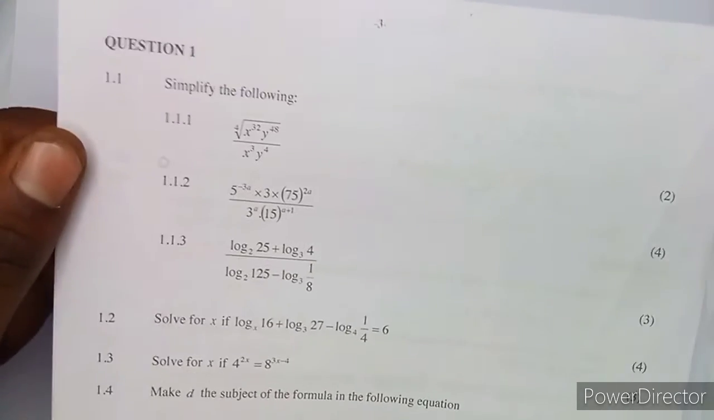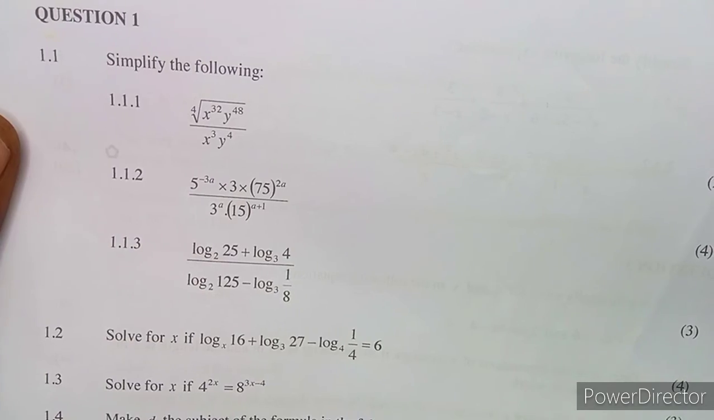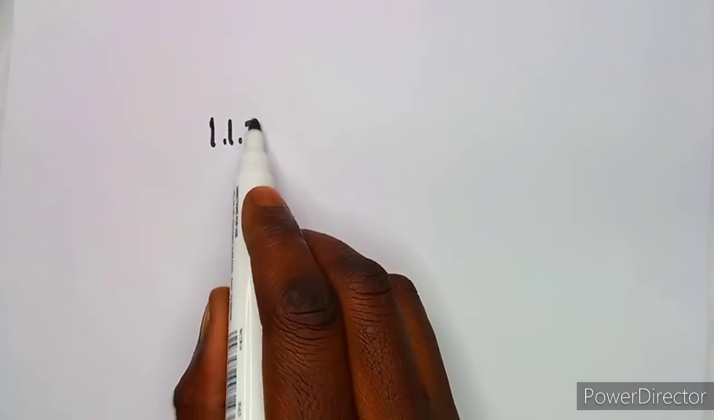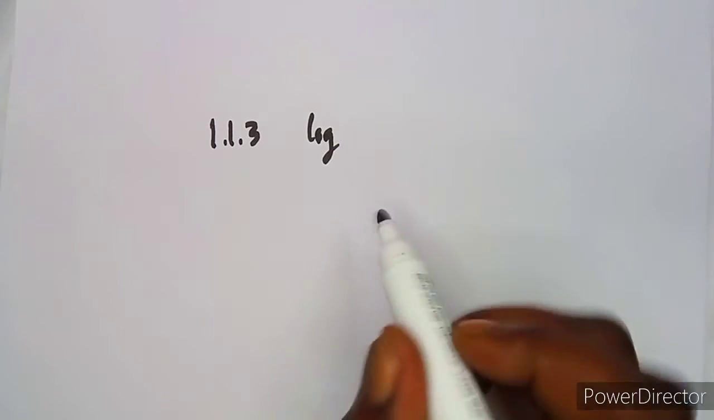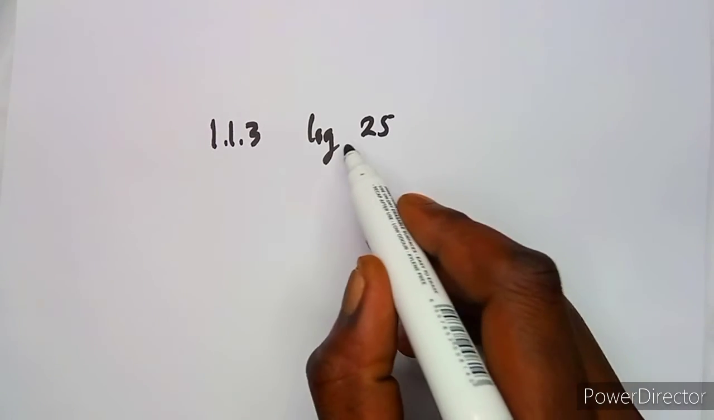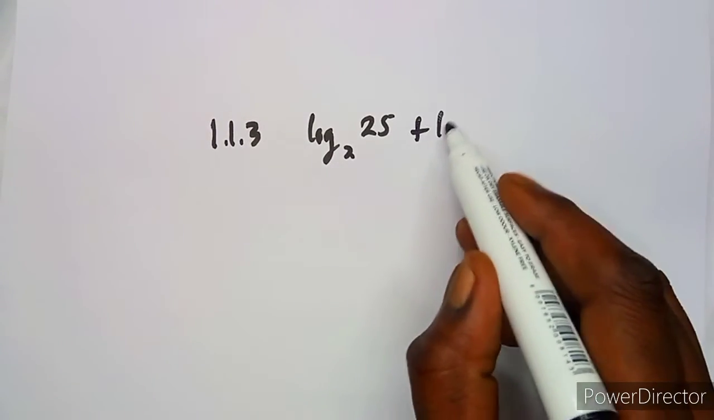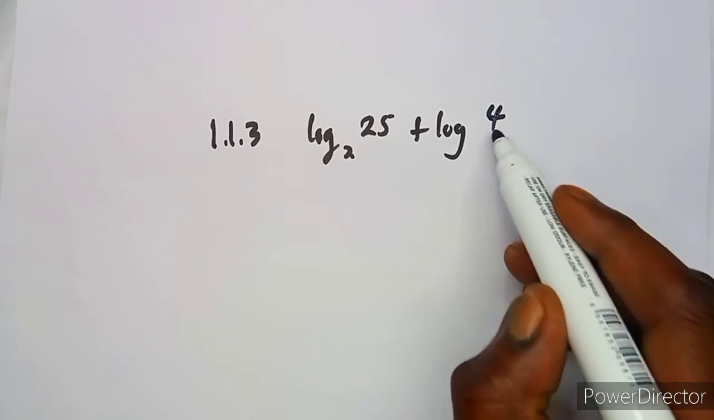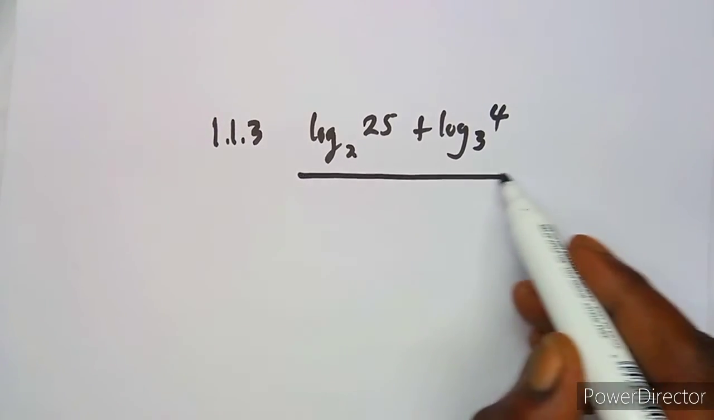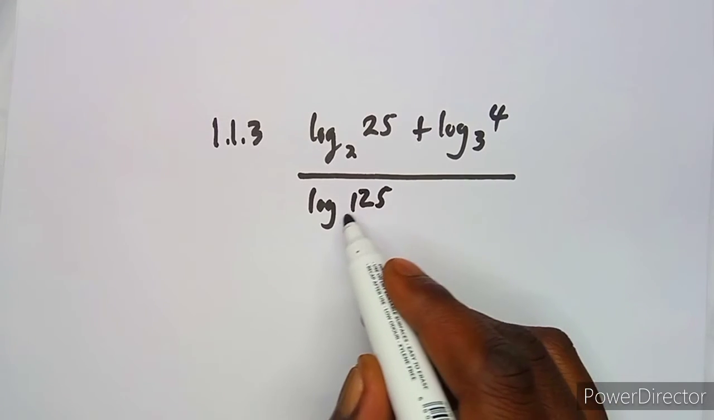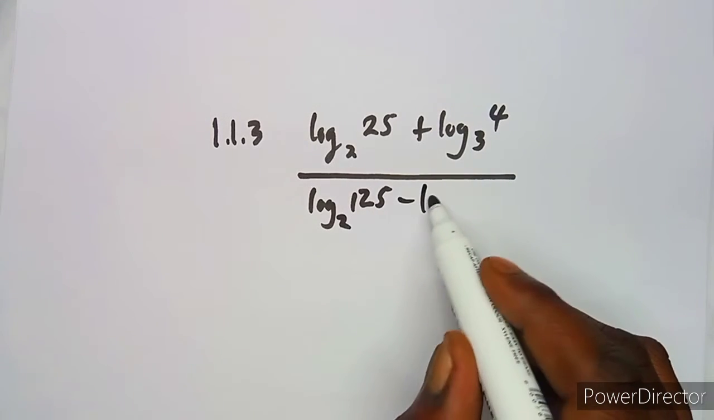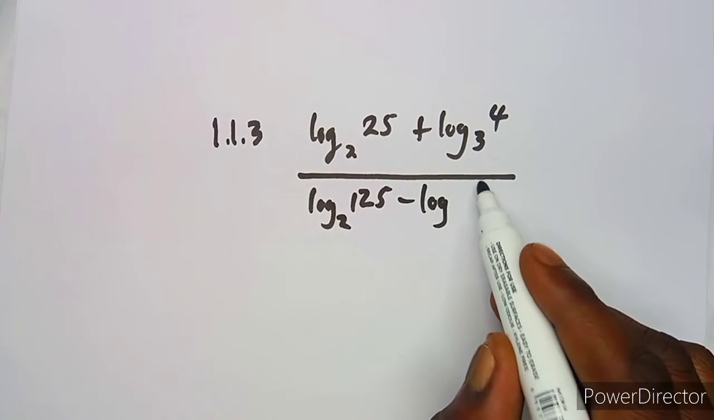Okay, on 1.13 we are given to simplify that log. All right, that's 1.13, we've got a logarithm of 25 in base 2 plus log 4 in base 3, everything over log 125 in base 2 minus log 1 over 8 in base 3.